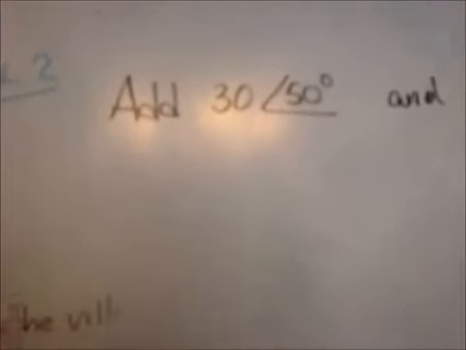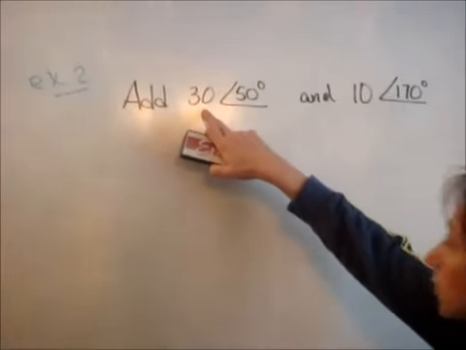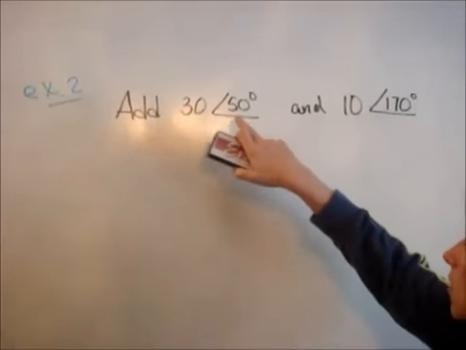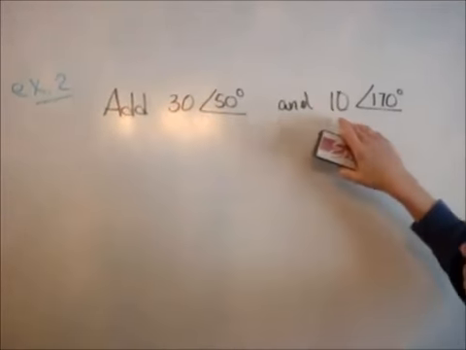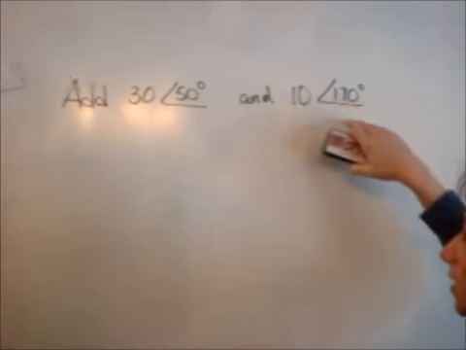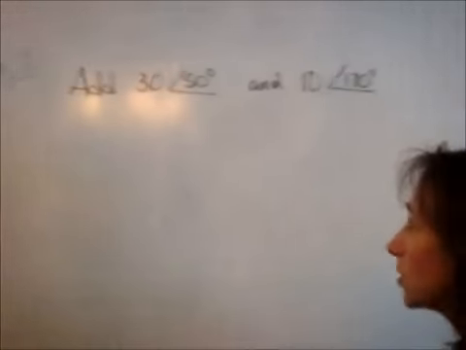Add these two polar coordinates. So I'm going to need to make myself a vector that's 30 long at 55 degrees and one that's 10 long at 170 degrees. And we're supposed to add that.